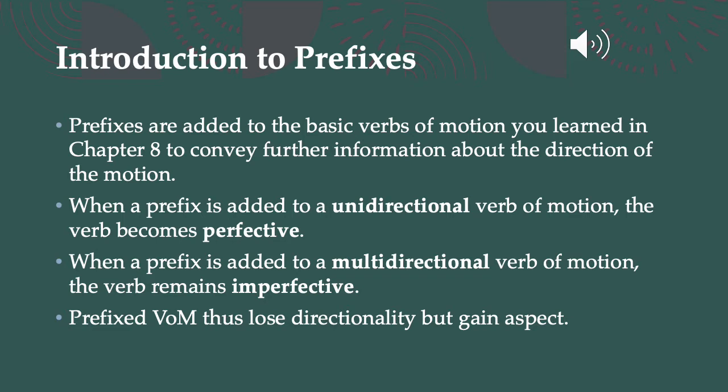However, when a prefix is added to a multidirectional verb of motion, the verb remains imperfective. So if we take khadits, for example, and we add pri to it, we get prikhadits, and that is imperfective. So now we have an aspectual pair. Prikhadits, imperfective, and priti, perfective.